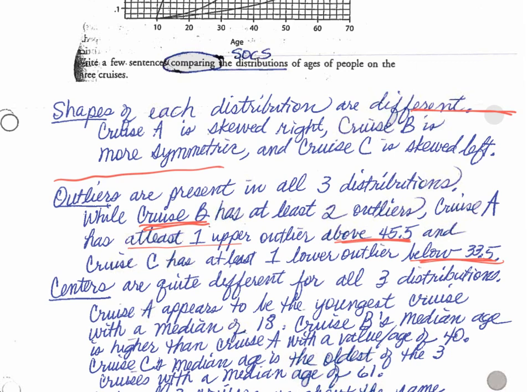So, here's things I did in that. I compared them all. I said that they are present in all 3 of them. I connected it together. Then I told what each of them had, and I was specific about their numerical values. Okay?